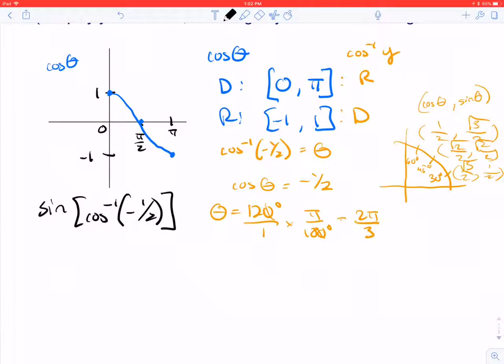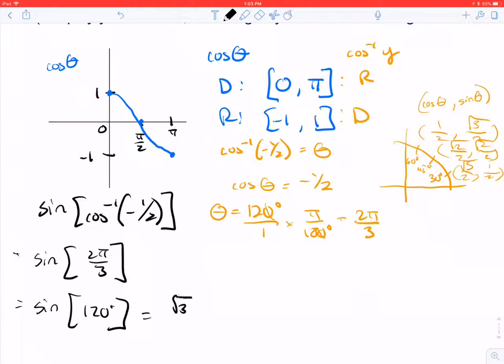We said the inverse cosine of negative 1/2 is 2 pi over 3, so that's sine of 2 pi over 3. That should be the same as the sine of 120 degrees. Basically it's like the sine of 60 degrees. If we're 60 degrees away from the x-axis, the answer should be root 3 over 2. Sine is our y, and y is positive in quadrant 2, so it should be the positive root 3 over 2.